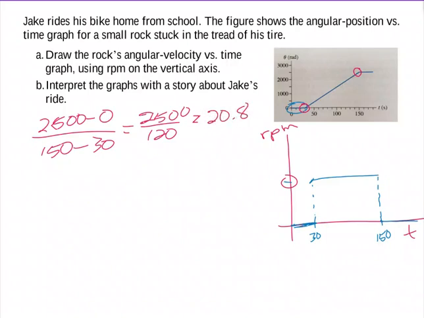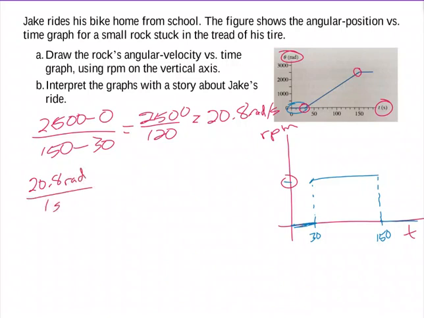But is that revolutions per second? This is radians per second. Okay. Now we got to turn that into something that we can work with. So this is 20.8 radians per 1 second.